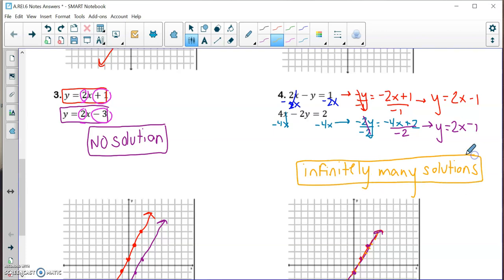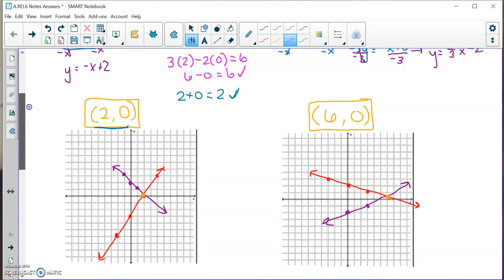Something you may have noticed in your equations: in the top equation, I had a slope of 2. In the bottom equation, I also had a slope of 2. And your y-intercepts are exactly the same. If you ever have two equations with the same slope and the same y-intercepts, you will always wind up with your two equations having infinitely many solutions. But again, remember, if you have the same slopes and different y-intercepts, then you have no solution.